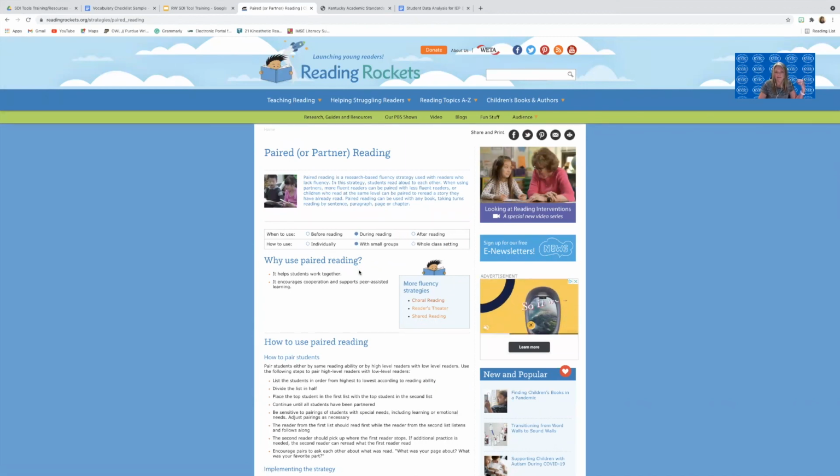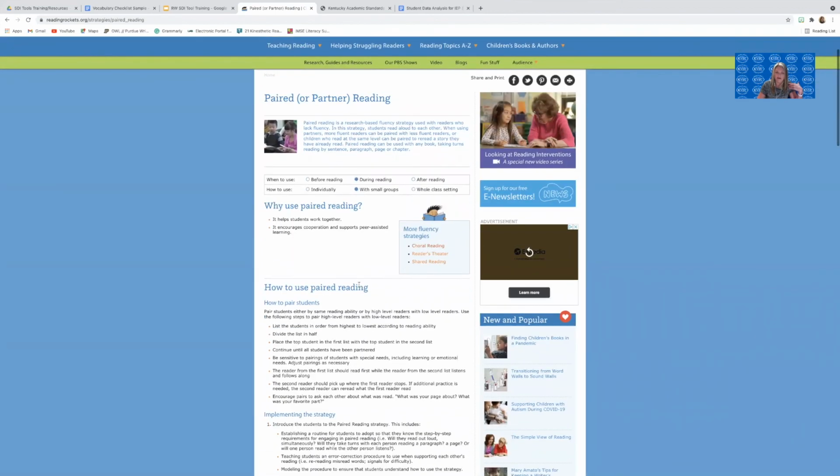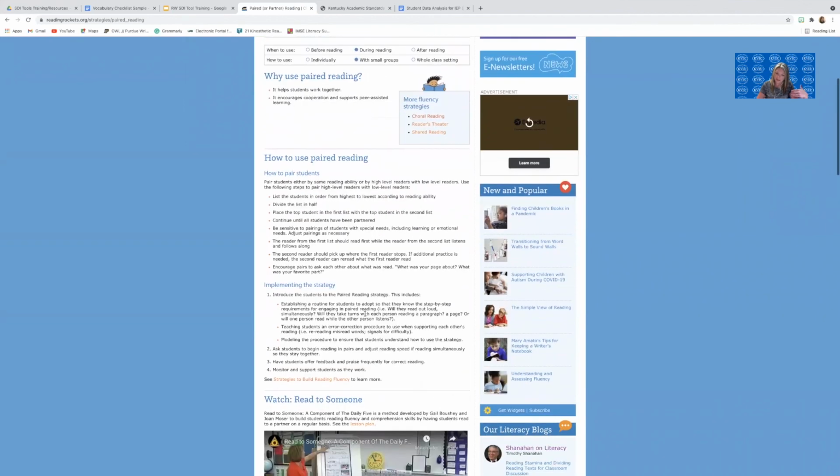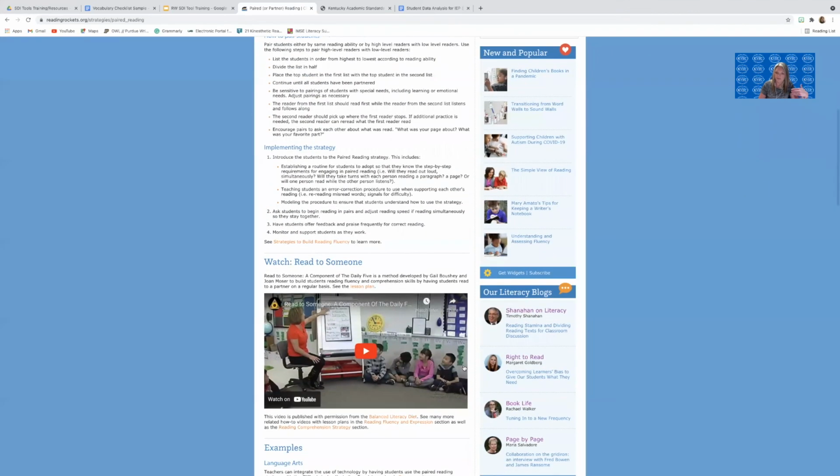And it's set up the same way. And that's another reason why I like this website, Reading Rockets, because for all of these strategies, it gives you the definition, when you can use it, and how to use it, I'm sorry, why. And then it gives you the directions on how to set it up and how to implement that strategy. And then it gives you an example of what that's going to look like.